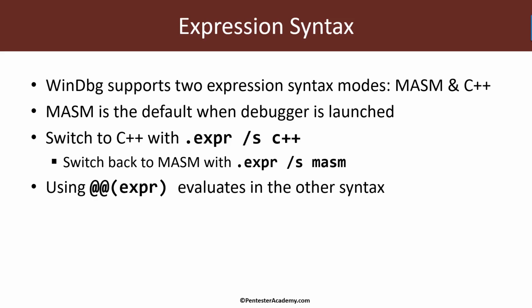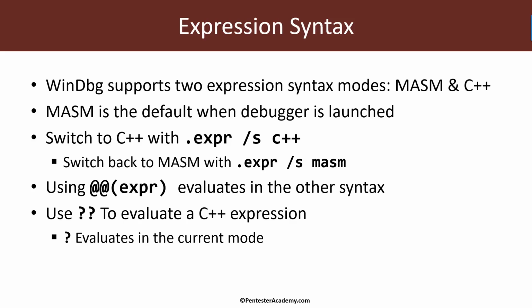If you use the two @ evaluation, it actually evaluates in the other syntax, meaning not the currently selected syntax. If you want to make sure you're evaluating in C++, you can use the two question marks to evaluate a C++ expression, because the normal question mark, which we've used several times, evaluates in the current mode. The basic change here is that in MASM syntax, all the symbol names are addresses. In C++ syntax, the type of the value in question is meaningful, and it's really the way the C++ compiler would have seen it. I typically find that using the C++ evaluation is easier and more natural to me, at least because I'm doing a lot of development. However, MASM syntax is the default, so you need to look at that.